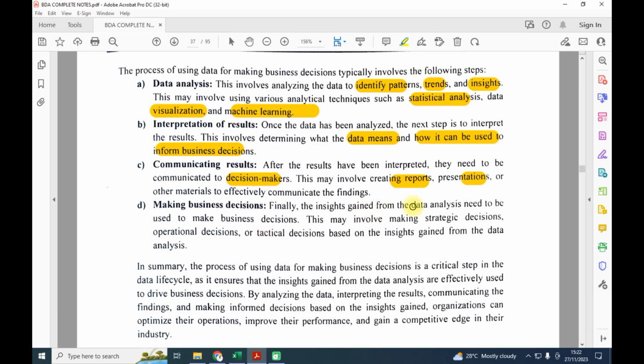Finally, the insights gained from data analysis need to be used to make decisions. This may involve making strategic decisions, operational decisions, and or tactical decisions based on the insights gained from the data.